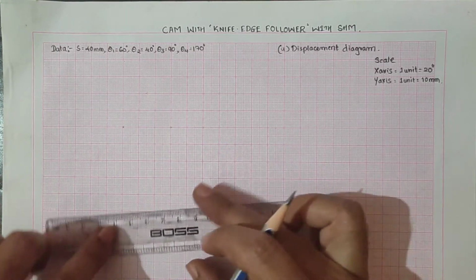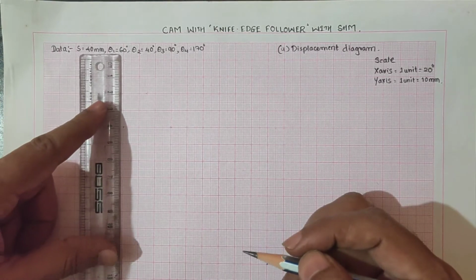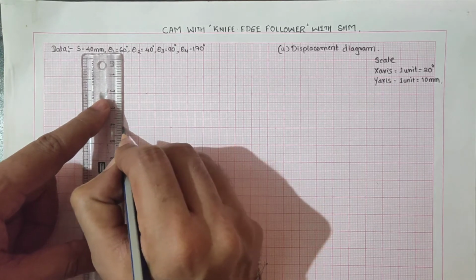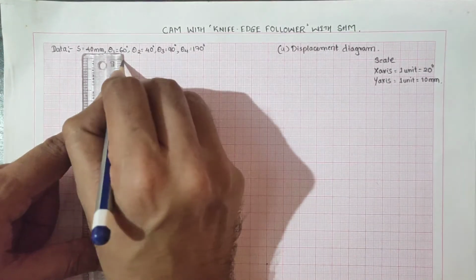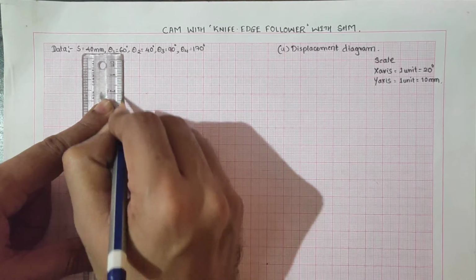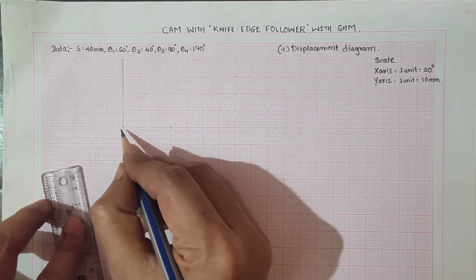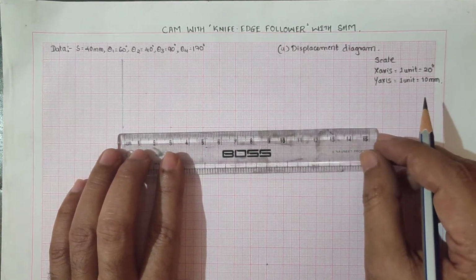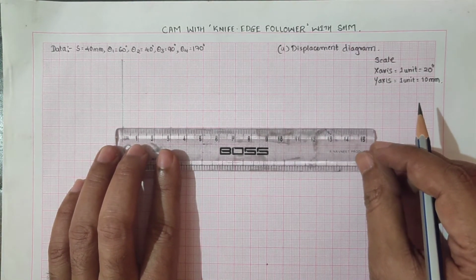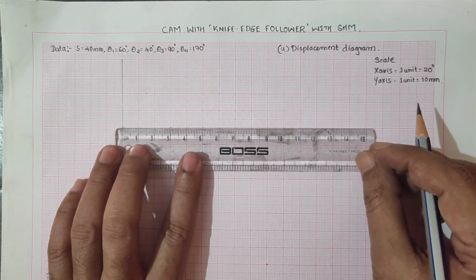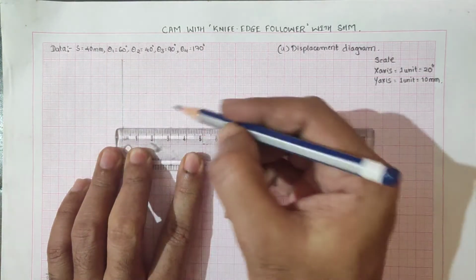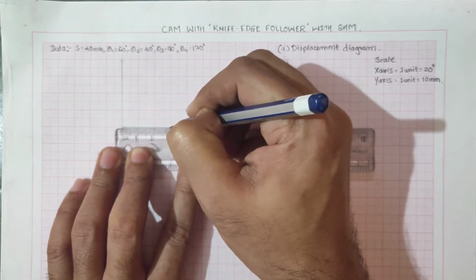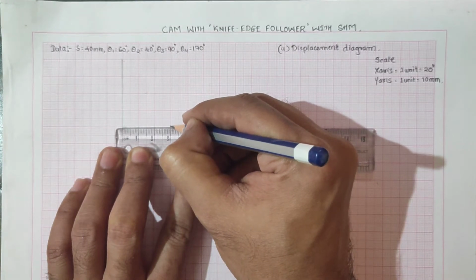So we'll begin. As I have already mentioned, we are going to take lift first, that is the y-axis. So it will be 40 mm written. So a 40 mm line has been drawn. Then we are going to take the x-axis, 1 unit is equal to 20 degree. So in the beginning we have to draw 60 degree. So 1 unit is equal to 20. So this is 20, this is 40, this is 60. Like this we can divide.